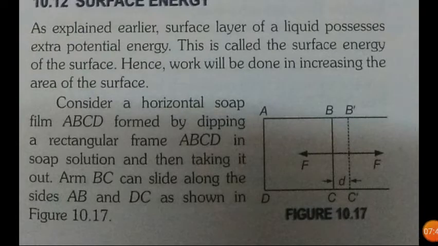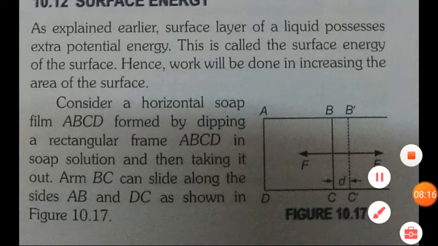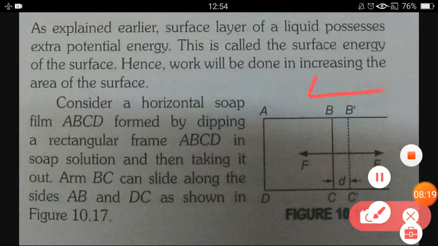So once again, understand it clearly that AD is the fixed side and the movable side has the position B dash C dash initially. Then we put this U-shaped ring inside a soap solution, and when we take it out, one layer of soap will form there. And we also notice that the side BC, which is the movable side, has moved a little. In which direction? In this direction.